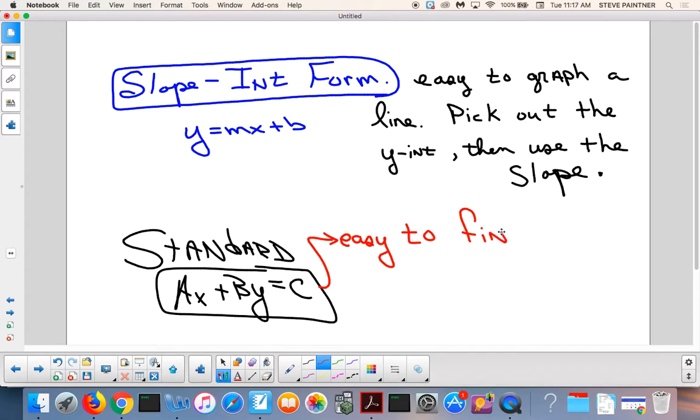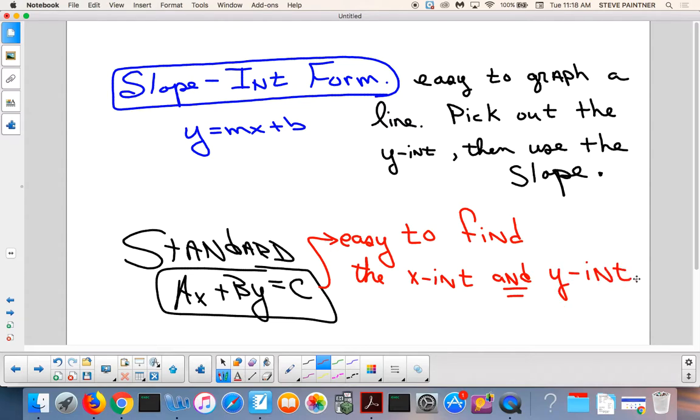You have to think about why I'm asking you: this form is something we can use to do something. It's easy to find what on the graph? The slope. No. Points. What points? Excellent. The y-intercept and x-intercept, yes. Easy to find the x-intercept and y-intercept.